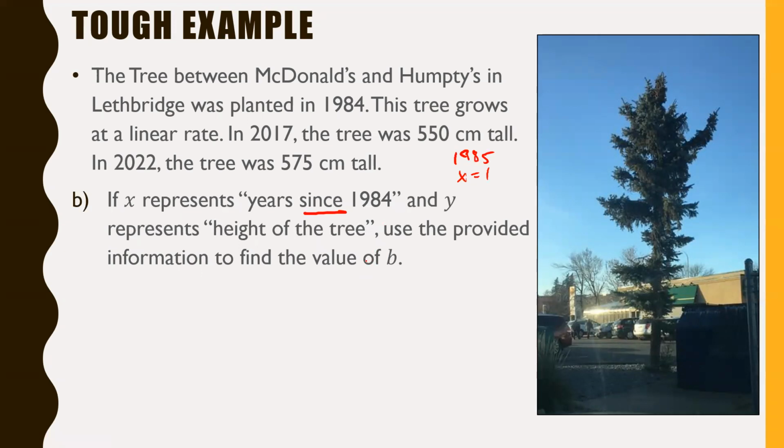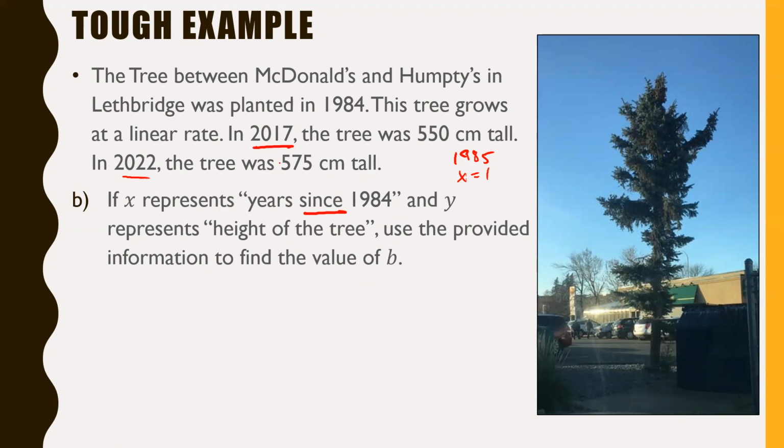Interesting. So you've got to be careful on something like this. X is representing years since 1984. Well, we know 2017 and we also know 2022. I'll give you a hint: we don't need both of those. We'll just stick with 2017 for now. I'll show you what I mean.